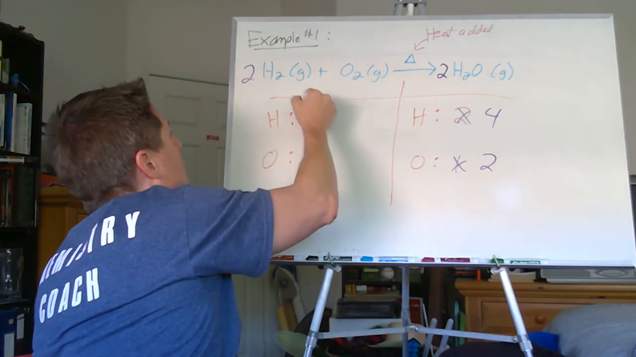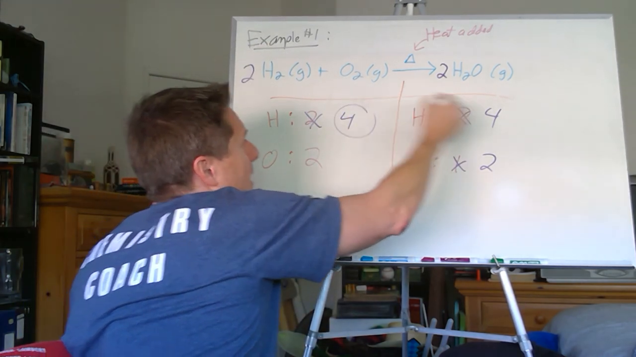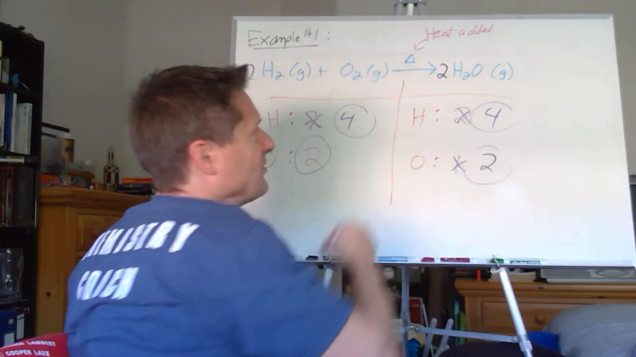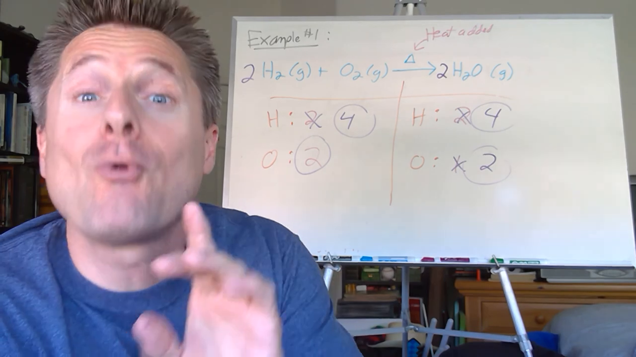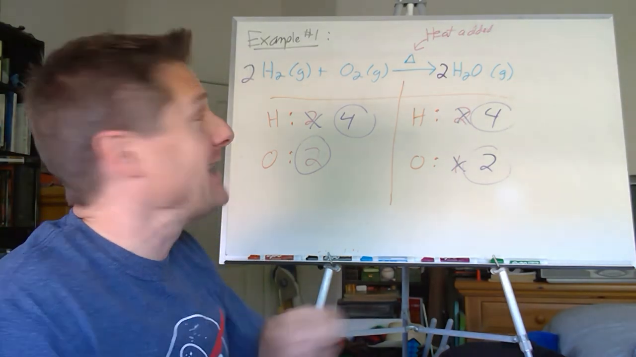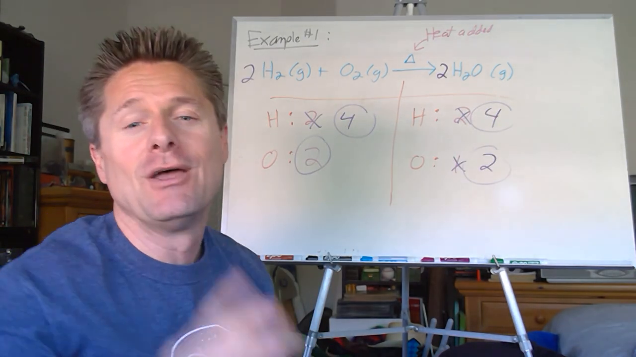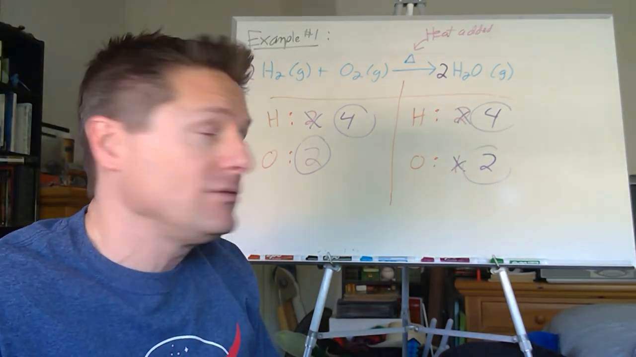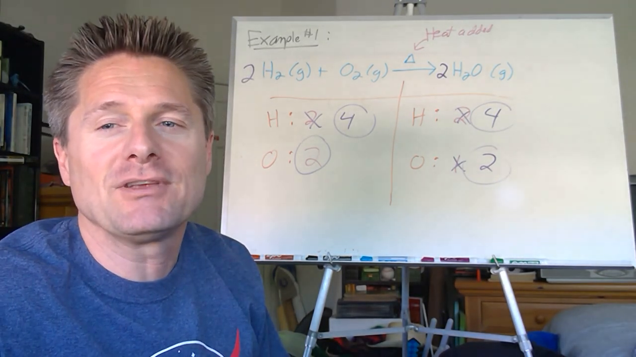So if I put a 2 here, now I have 4 hydrogen atoms on each side and 2 oxygen atoms on the inside, and I'm properly balanced this time. I have not changed the subscripts or the identities of anything. This is how we do it. Let's do something a little more challenging this time.